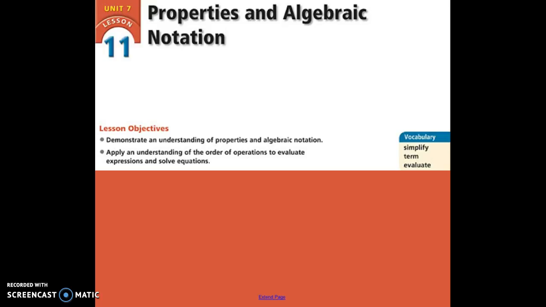Our learning targets for today are, I can demonstrate an understanding of properties in algebraic notation, and I can apply an understanding of the order of operations to evaluate expressions and solve equations. Now, those learning targets seem pretty complicated, but once we get in, you'll understand. The vocab we'll be talking about today are simplify, term, and evaluate.